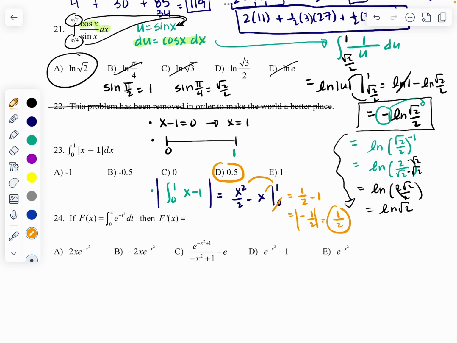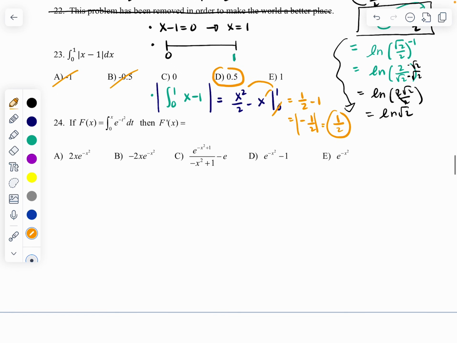Remember, on these absolute value questions, if any of the answers are negative, cross them out. They have to be positive. Okay. All right, let's look at 24.